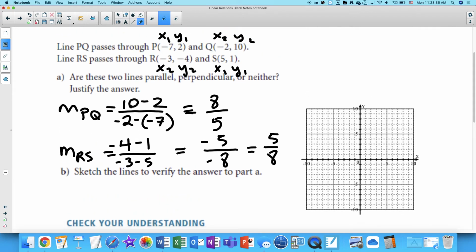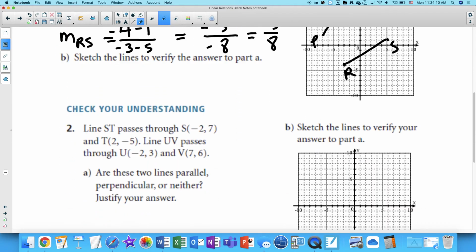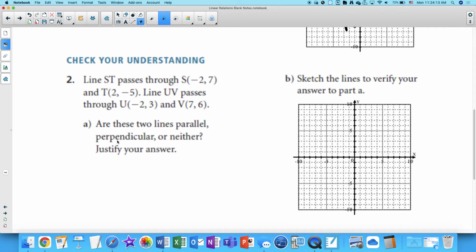So the point P is at negative 7, 2, and Q is at negative 2, 10. So that's this guy. And then our R is at negative 3, negative 4, and S is at 5, 1. Here's the other one. We can see if these continue, they're going to meet down here somewhere in the third quadrant, and it's not going to be at a perpendicular angle. All right, so I'm going to get you guys to try this one. Then we'll do a couple more examples, and then we'll be done for today.